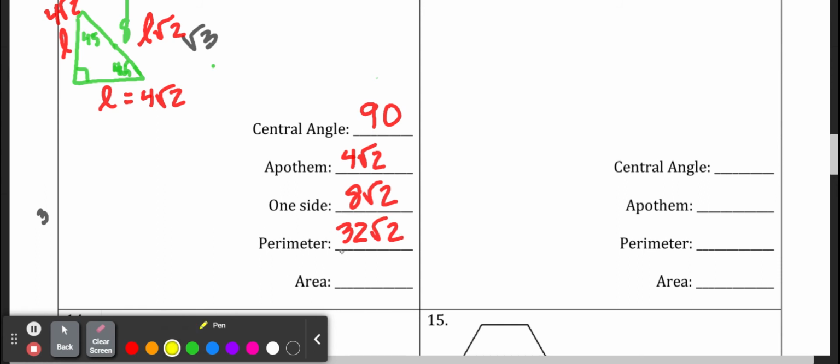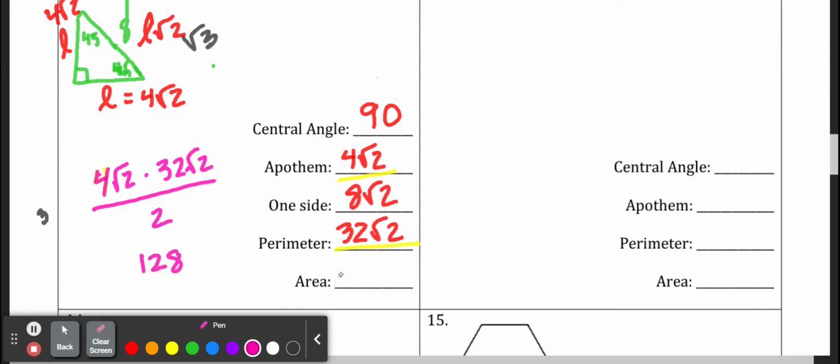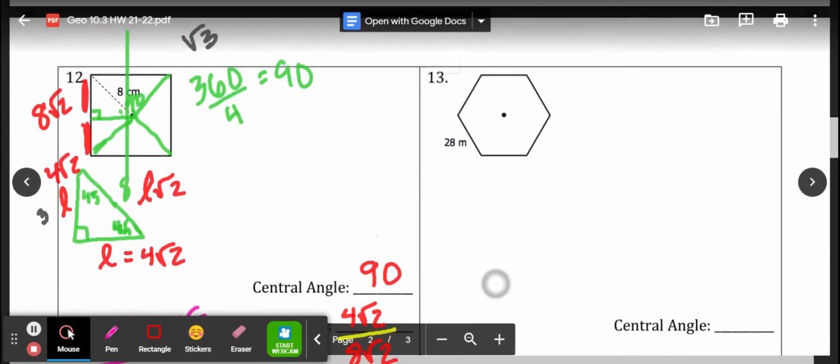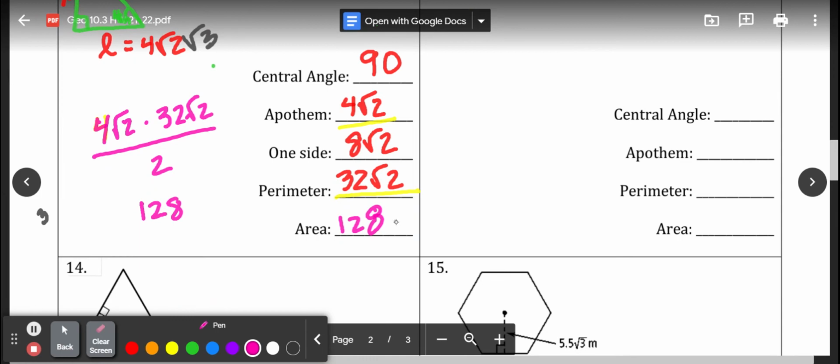And then if we just take the perimeter and the apothem, multiply them, and divide by 2. So we get 4 rad 2 times the perimeter, 32 rad 2, and divide all that by 2. Now the rad 2 times rad 2 is going to make 2, and then we're going to divide by 2, so it kind of cancels that out. So I really just have to do 4 times 32, and you should get 128. And I forgot what our units of measure were, but it was centimeters. So we got square centimeters. There we go.